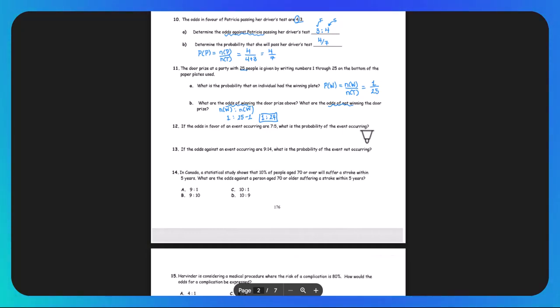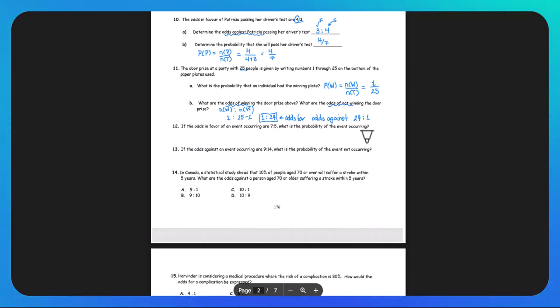But the odds of not winning, let's see here. So this is odds 4. So that means the odds against are just going to be flipping that thing around, so that not winning comes first, followed by the win. Number 12.